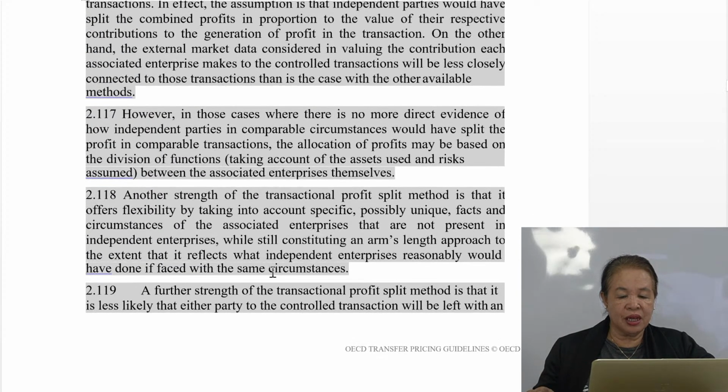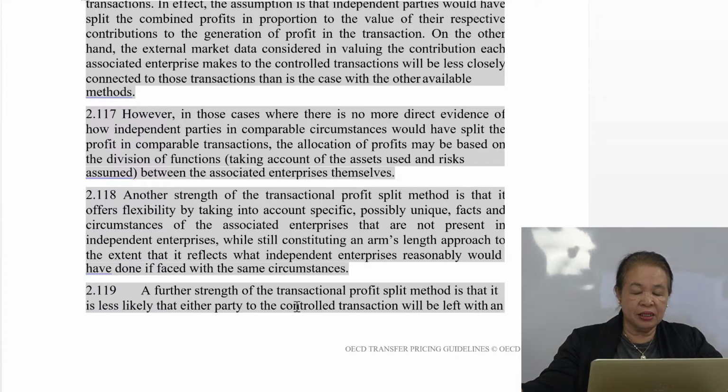A further strength of the transactional profit split method is that it is unlikely that either party to the controlled transaction will be left with an extreme and improbable profit result, since both parties to the transactions are evaluated. So this aspect can be particularly important when analyzing the contribution by the parties in respect of the intangible property employed in the controlled transaction. This two-sided approach may also be used to achieve a division of the profits from economies of scale or other joint efficiencies that satisfies both the taxpayer and tax administrations.